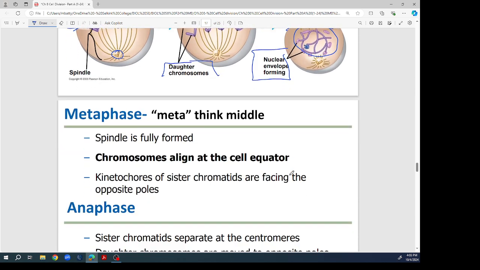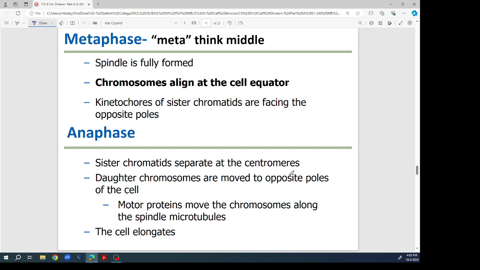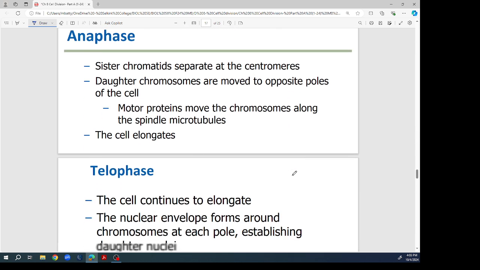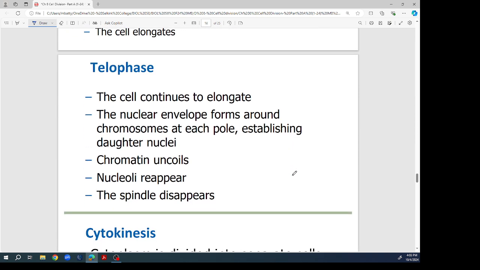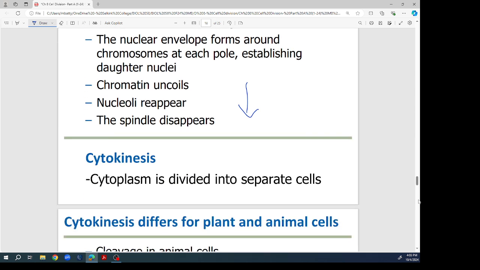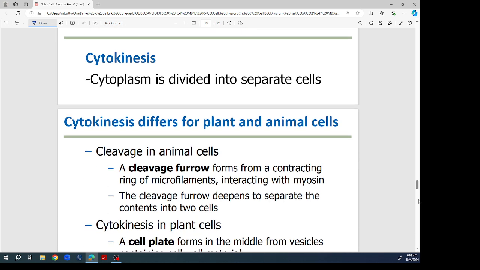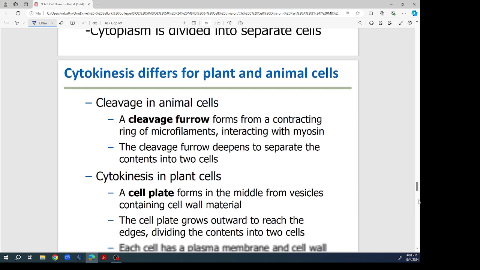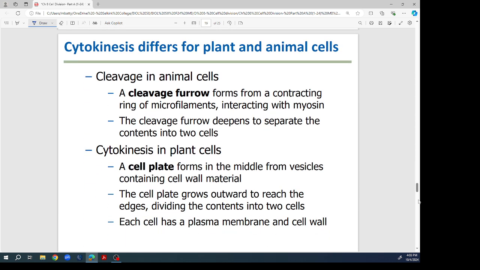So the next slides are basically what I said there. Metaphase, think middle. Ana, they're separating and going back. The cell gets longer. Telophase is basically all the reverse of prophase, right? So if you've understood prophase, then you just have to reverse that for telophase. And cytokinesis is when the cytoplasm actually divides into separate cells. So in animal cells, we get a cleavage furrow, where it's just the cell membrane, or the plasma membrane, coming in on itself.